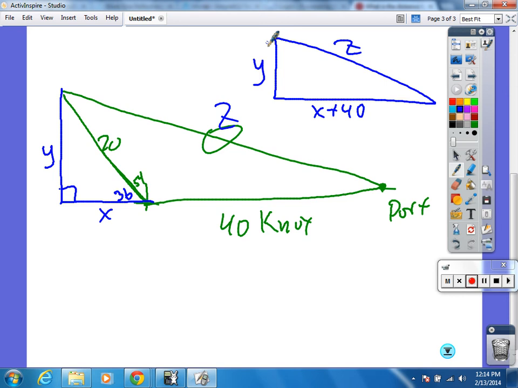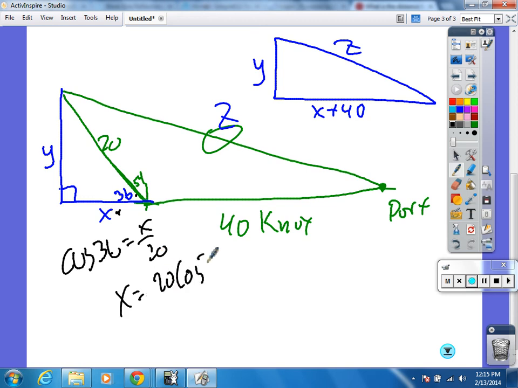Alright, so let's do it to it. Here we go. How are we going to find X? Anybody want to help me out find X, please? Go ahead, Alex. Good, because I'm standing here, so this guy would be your adjacent, right? And this would be your hypotenuse. Does everybody see, cosine of 36 is X over 20. Then I just go ahead and multiply by the 20 over. So X equals 20 cosine of 36.